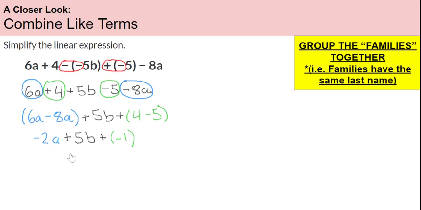All right. And so you can finish off with this, or if you want, you can simplify that plus a negative if you like. And you could say I have negative 2a plus 5b, and again, remember that plus a negative can be rewritten as subtraction, minus 1. So either one is okay. Let's try one more. All right, we've got some decimals. Same procedure. Combine like terms, group the families together.